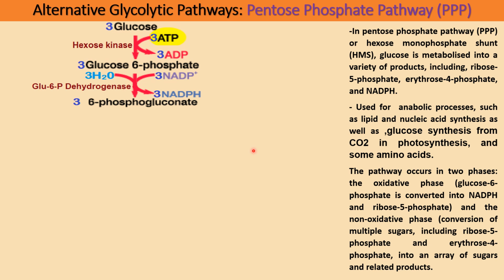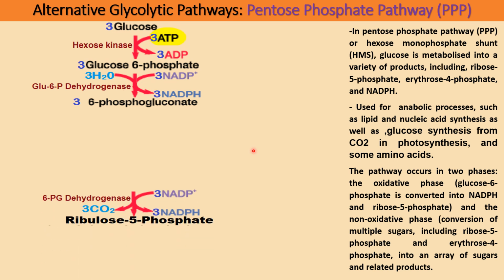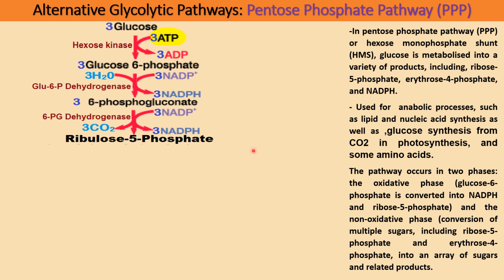Now, in the next step, the glucose 6-phosphate is dehydrogenated, unlike in the primary glycolytic pathway where glucose 6-phosphate is isomerized to fructose. Here it is dehydrogenated. The microorganisms mostly don't have the enzymes for the other pathway, therefore they use the enzyme glucose 6-phosphate dehydrogenase to dehydrogenate glucose 6-phosphate to 6-phosphogluconate. The 6-phosphogluconate is further dehydrogenated and decarboxylated by 6-phosphogluconate dehydrogenase to produce NADPH and carbon dioxide, and the decarboxylation leads to the production of ribulose 5-phosphate.